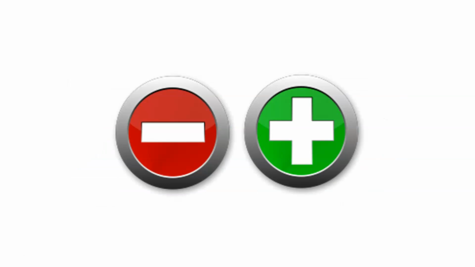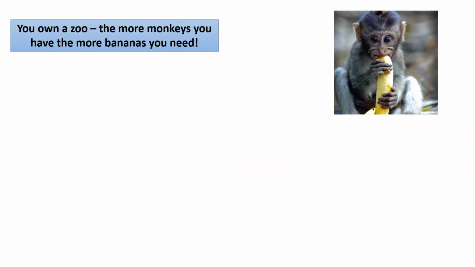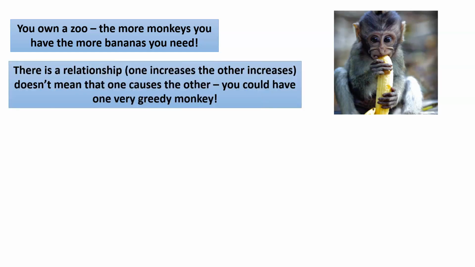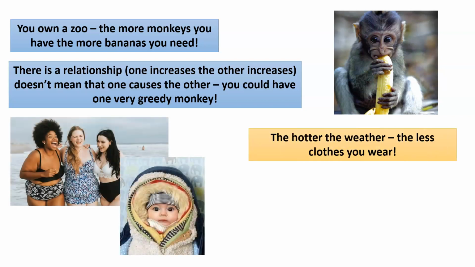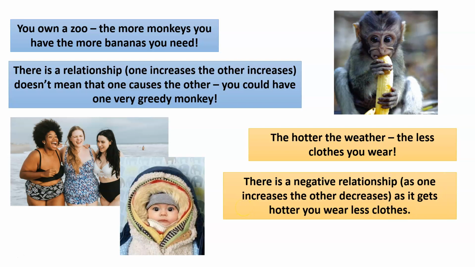Let's look at this idea of positive and negative again. If I was to have a zoo and I was to get more monkeys in my zoo and I ended up having to buy more bananas, I would say that I have a positive relationship. However, I can't say that more monkeys causes more bananas to be bought, because I might just have one greedy monkey amongst them. Likewise, if we take temperature, as it gets hotter and hotter, and the value of temperature rises, suddenly people wear fewer items of clothing. What I would say is I have a negative relationship. One increases, the other one decreases.